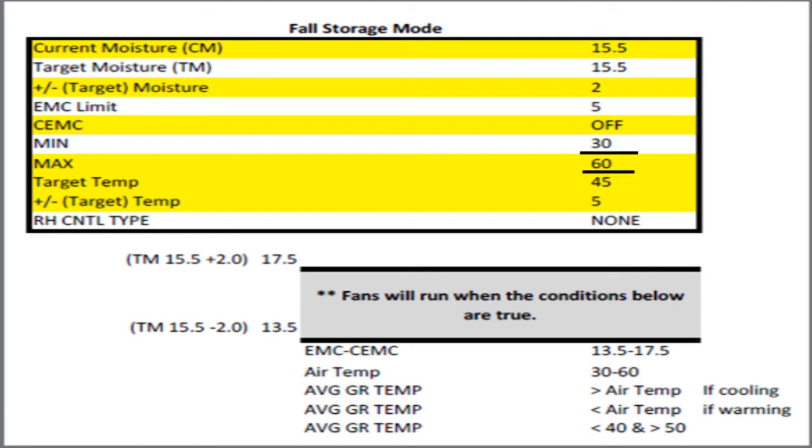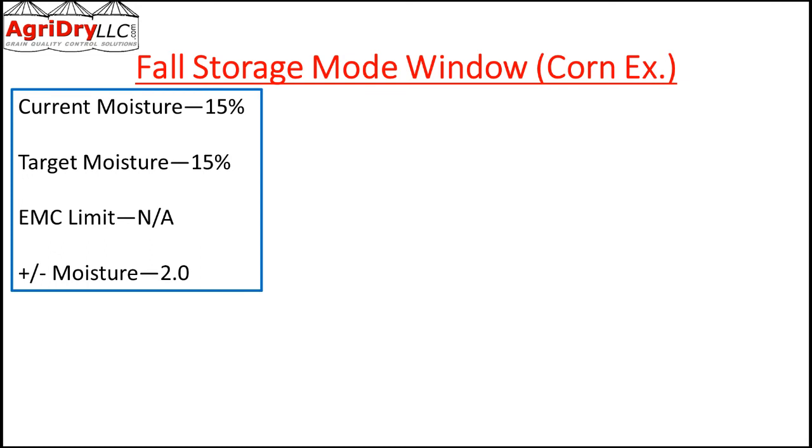Okay, but we're going to be under direction of our minimum maximum air temp, then we're going to go to our moisture window. Am I between these two numbers? Yes, going to run. Basically what we're saying is we don't want to have quality change, we want to maintain temperature.